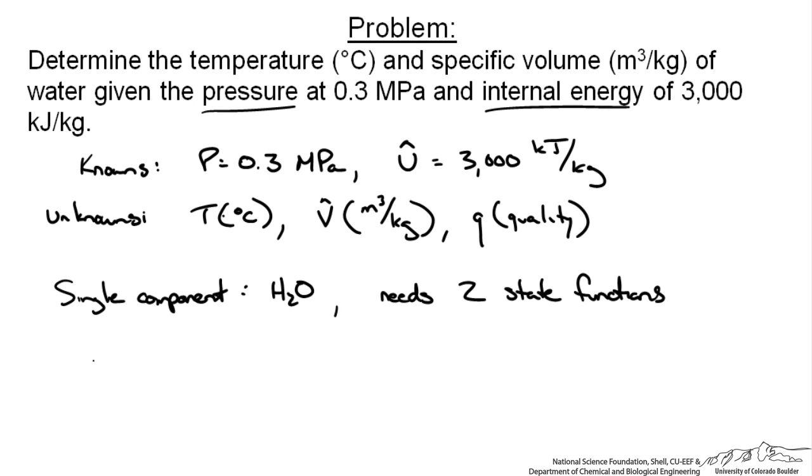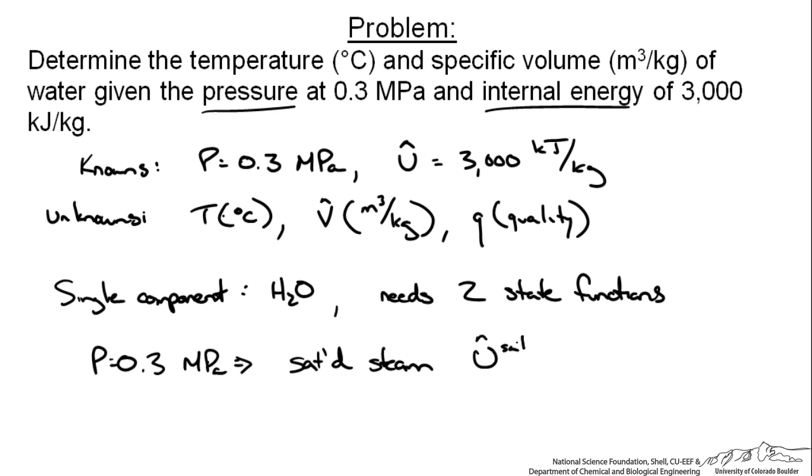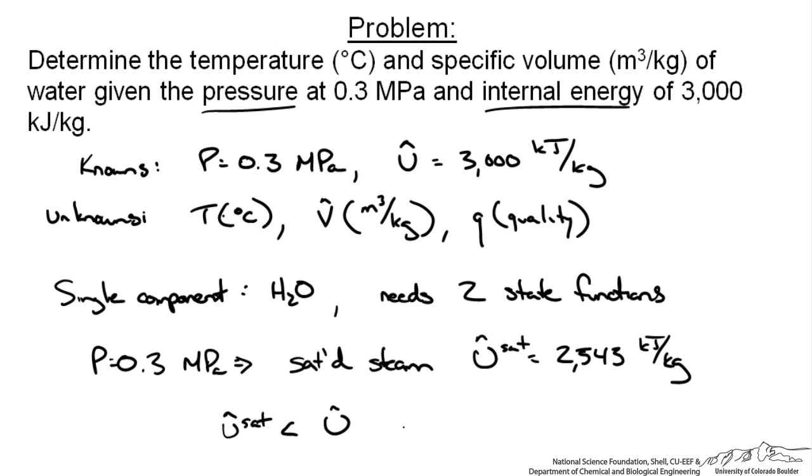Using a pressure of 0.3 megapascals, we can see that for saturated steam, the internal energy is 2,543 kilojoules per kilogram. Since the saturated value is less than the given value in the problem statement, we know that we must have superheated steam. We could use the superheated steam tables to try to figure out what our temperature is given the pressure of 0.3 megapascals and the internal energy of 3,000 kilojoules per kilogram.